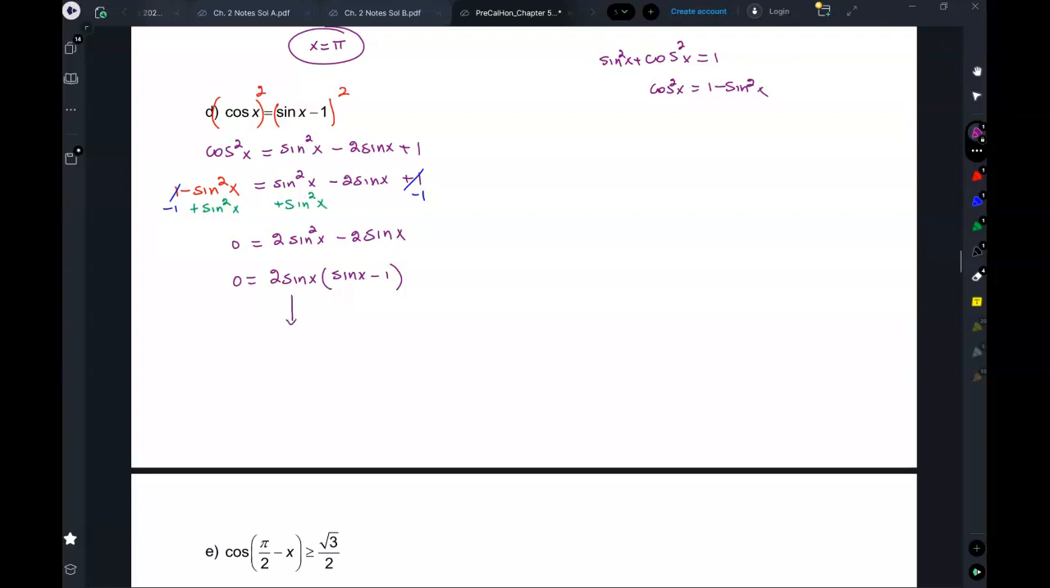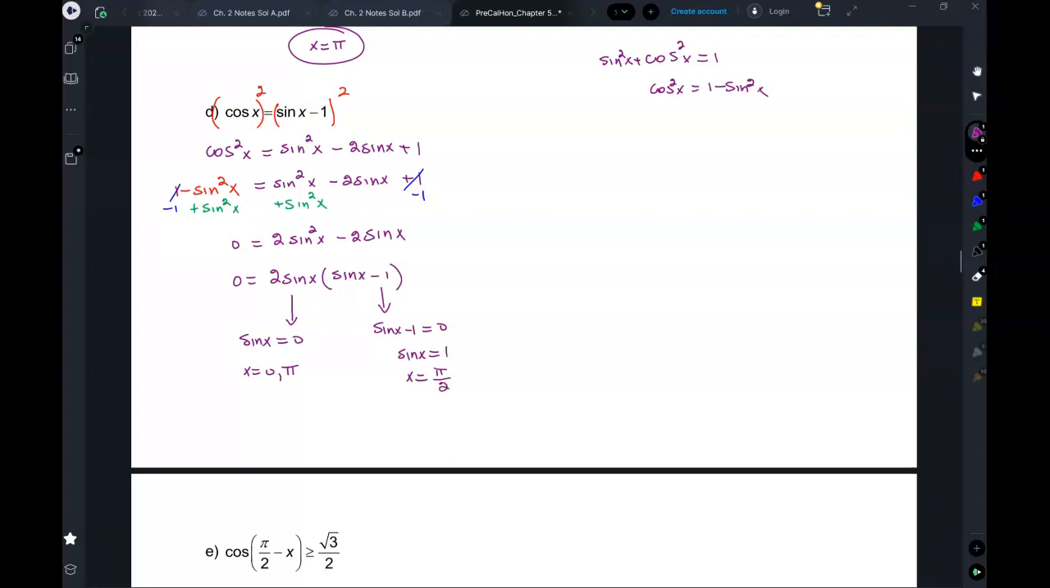So essentially here, I have sine of x equal to 0. Here, I have sine x minus 1 equal to 0. So what's x? 0 and pi. And then here, sine of x equals 1 at x equals pi over 2.